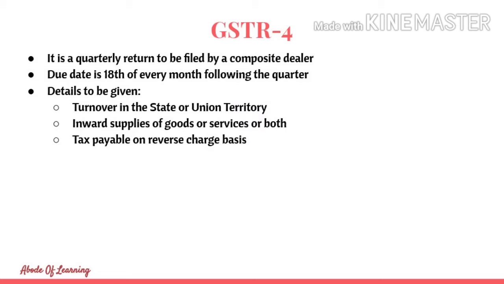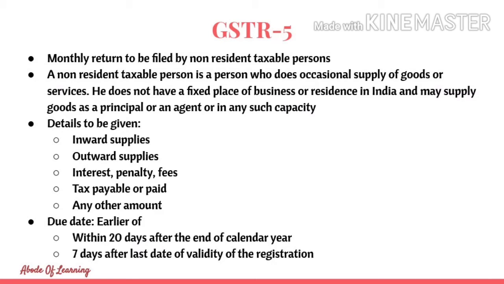Means July, August, September, it's a quarter, right? So a composite dealer has to file GSTR 4 by 18th of October. Now, the details to be given are turnover in the state or union territory, the inward supplies of goods or services or both, tax payable on reverse charge basis. So, these are the details which a composite dealer has to give in GSTR 4.